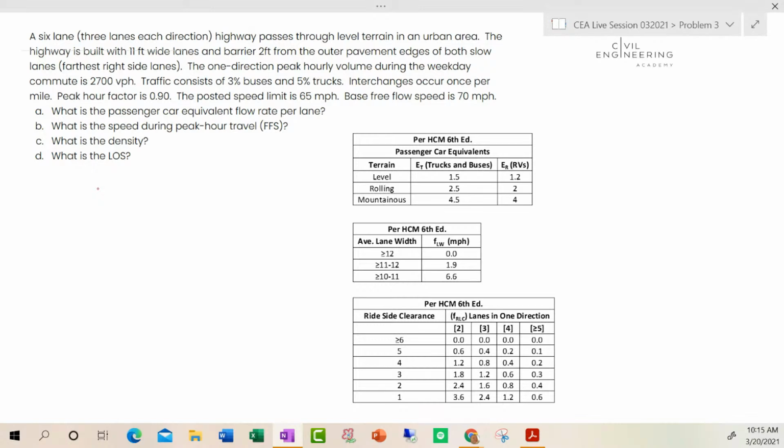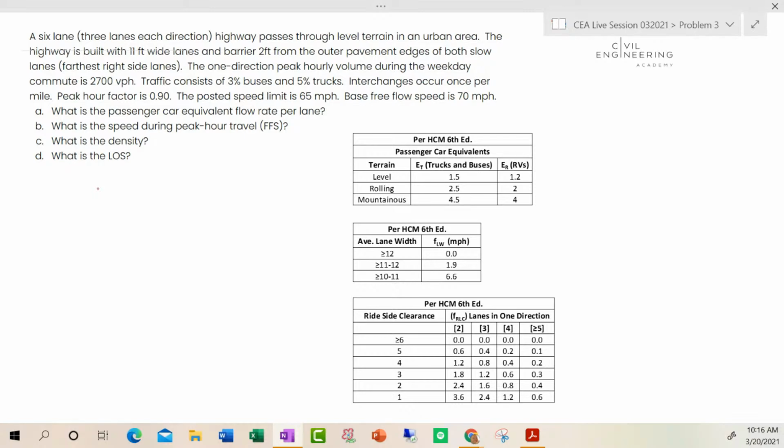This one says a 6-lane, 3 lanes in each direction, highway passes through level terrain in an urban area. The highway is built with 11-foot wide lanes and barrier 2 foot from the outer pavement edges of both slow lanes, which are the farthest right side lanes. The one direction peak hourly volume during the weekday commute is 2,700 vehicles per hour. Traffic consists of 3% buses and 5% trucks. Interchanges occur once per mile. Peak hour factor is 0.9, and the posted speed limit is 65 miles an hour. And the base free flow speed is 70 miles an hour.